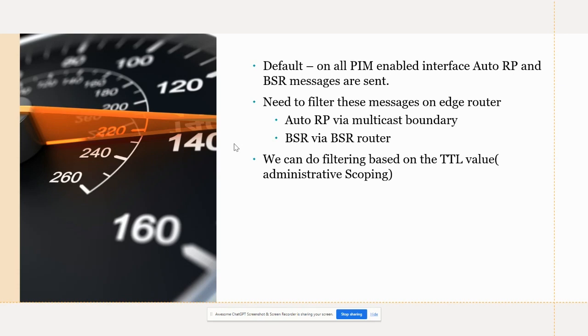While in the case of BSR, we can always use the BSR router for filtering purposes, and we can even change the TTL value, which we define as administrative scoping. By default, the TTL value is 255, which is the maximum, and if we change the TTL value close to one or two, we can do filtering hop by hop as well. So these are the ways. It's up to you, based on the design, whether you want to do filtering based on the ACL or go with changing TTL values.